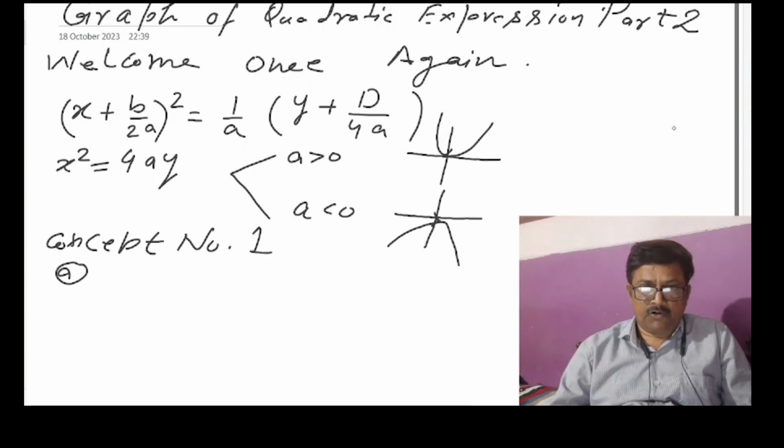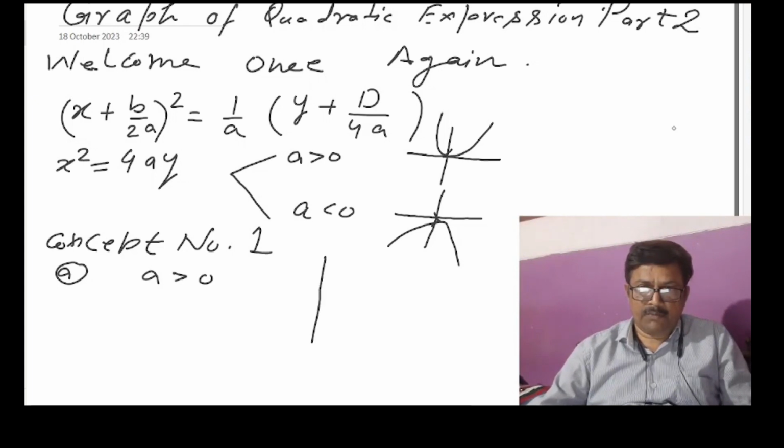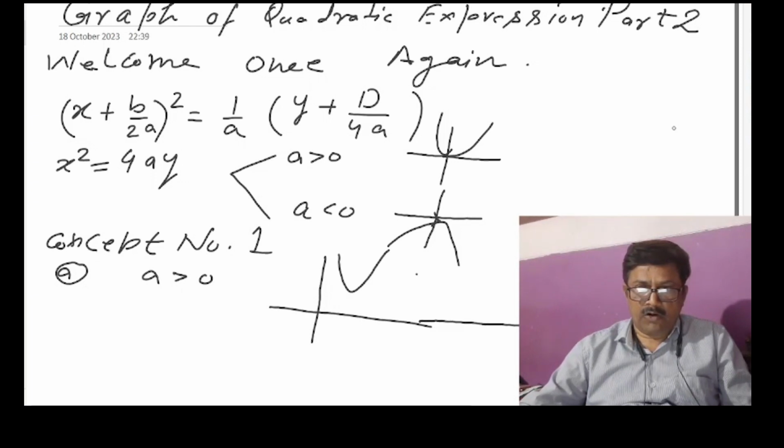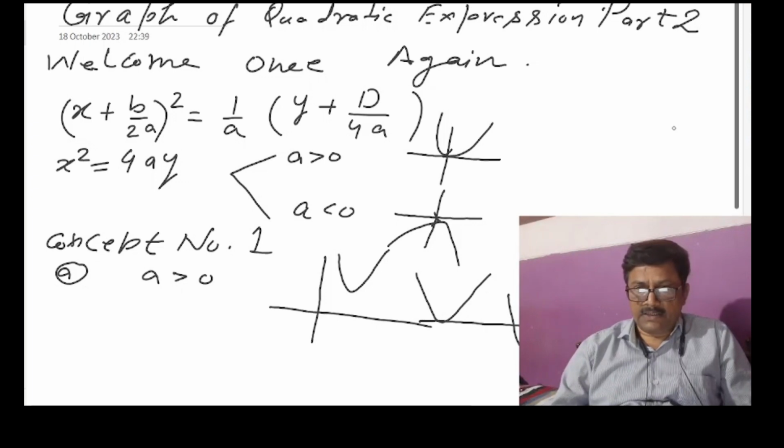if a is positive, then the shape of the parabola will be something like this, or like this one, or like this one. It may not cut the x-axis, it may cut the x-axis at one point, it may cut the x-axis at 2 points, but the opening will be upward if a is positive.